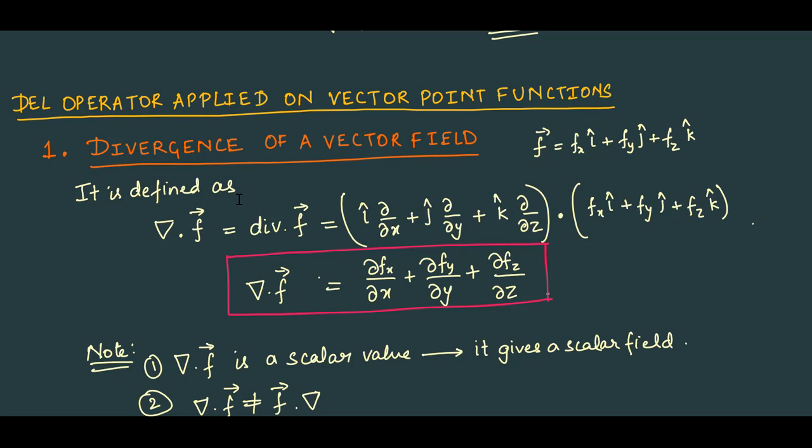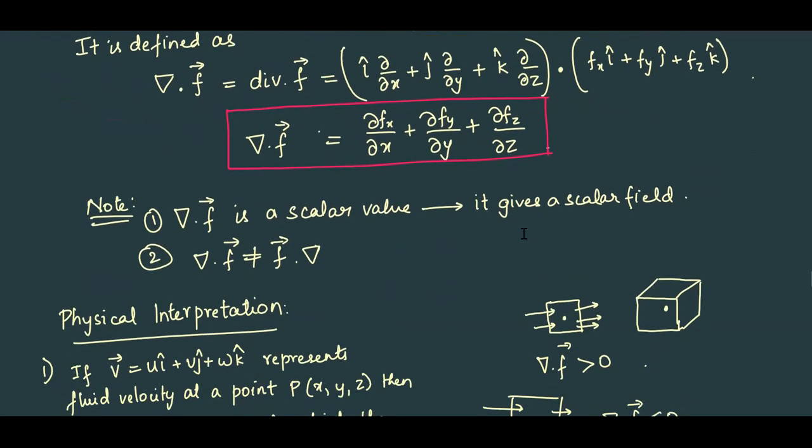Now it operates just like a dot product, so dou by dou x operates on the x component of F. So dou Fx by dou x plus dou Fy by dou y plus dou Fz by dou z. So this is the divergence.